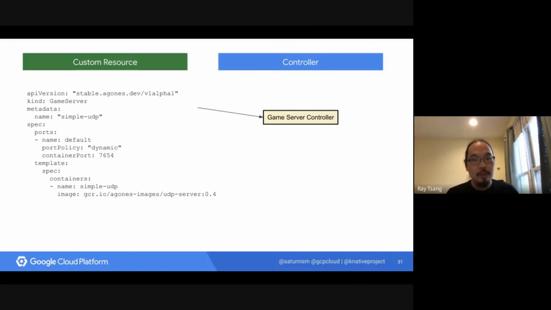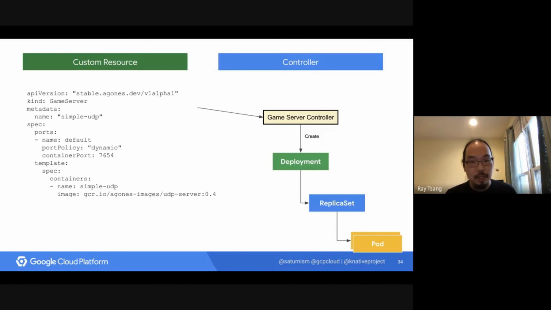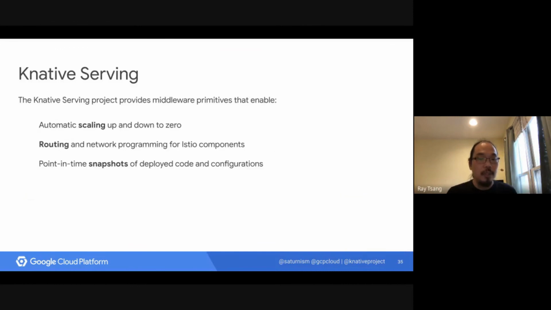And behind the scenes, what Agones will do is take this resource, this document, and feed it into the controller that knows how to start a game server. And then it trickles down to creating the actual deployment in Kubernetes, which then creates the replica set and then creates the pod. Okay, and this is how we can build higher level abstractions for just about any operational need for a Kubernetes cluster. And this is how Knative Serving works as well.